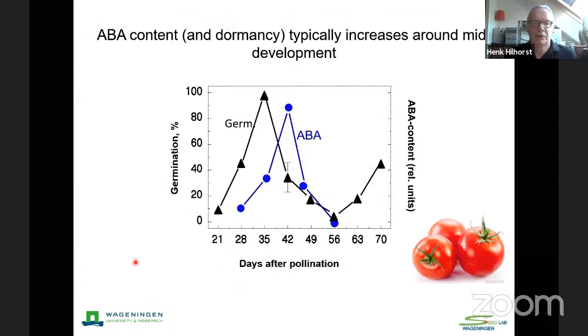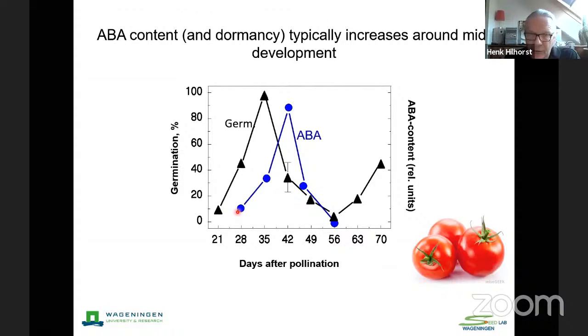Here is a very general picture of the ABA content and germination during development of tomato seeds in this case, but this could also go for many other species. So here you have the germination percentage, the days after pollination, seed development, and here the ABA contents. So as I said before, seeds become germinable quite early in seed development. Take them out of the fruit, they will germinate for 100% at this point. But later on, the germinability decreases until a point here where no seed will germinate when you take it from the fruit. So these seeds are dormant.